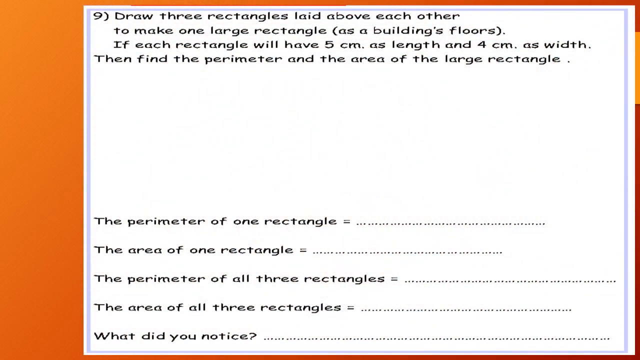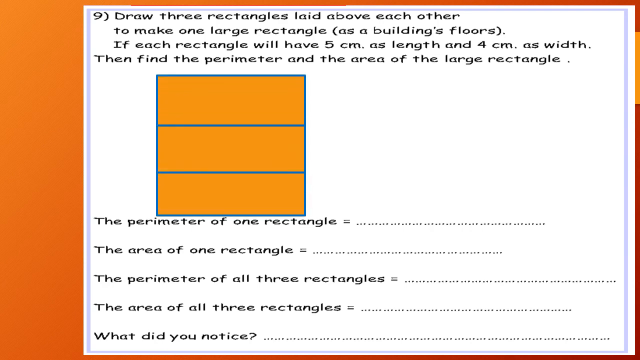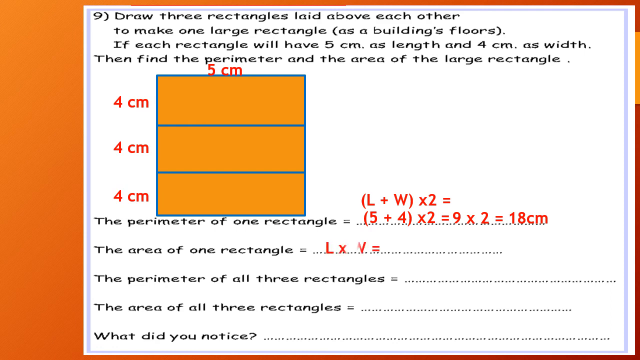Draw three rectangles laid above each other to make one large rectangle as a building floor. If each rectangle has 5 meters as a length and 4 centimeters as a width, then find the perimeter and the area of the large rectangle. The perimeter of one rectangle, length plus width, times 2, 5 plus 4, times 2 equals 9 by 2 equals 18 centimeters. And the area of one rectangle, 5 by 4 equals 20 centimeters squared.